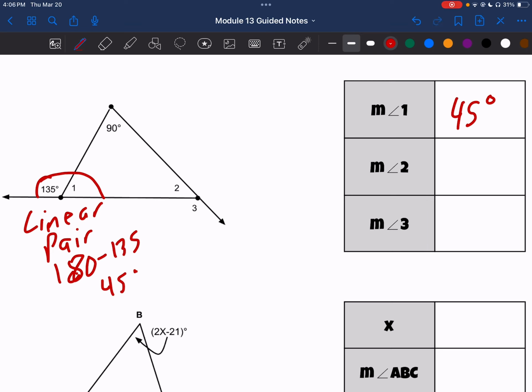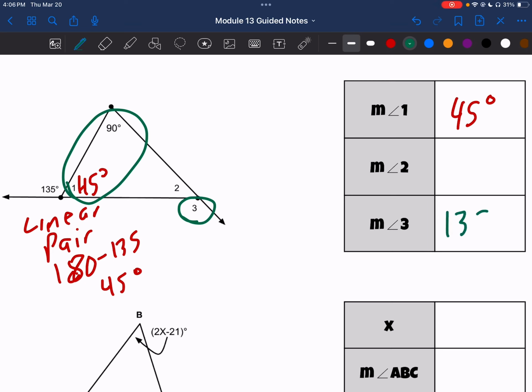So now we're going to write that in here, erase my arc. I'm going to write that in here. This is 45 degrees. So now I can use exterior angle theorem. 45 and 90 is going to be equal to angle 3. So 45 degrees plus 90 degrees is 135 degrees.